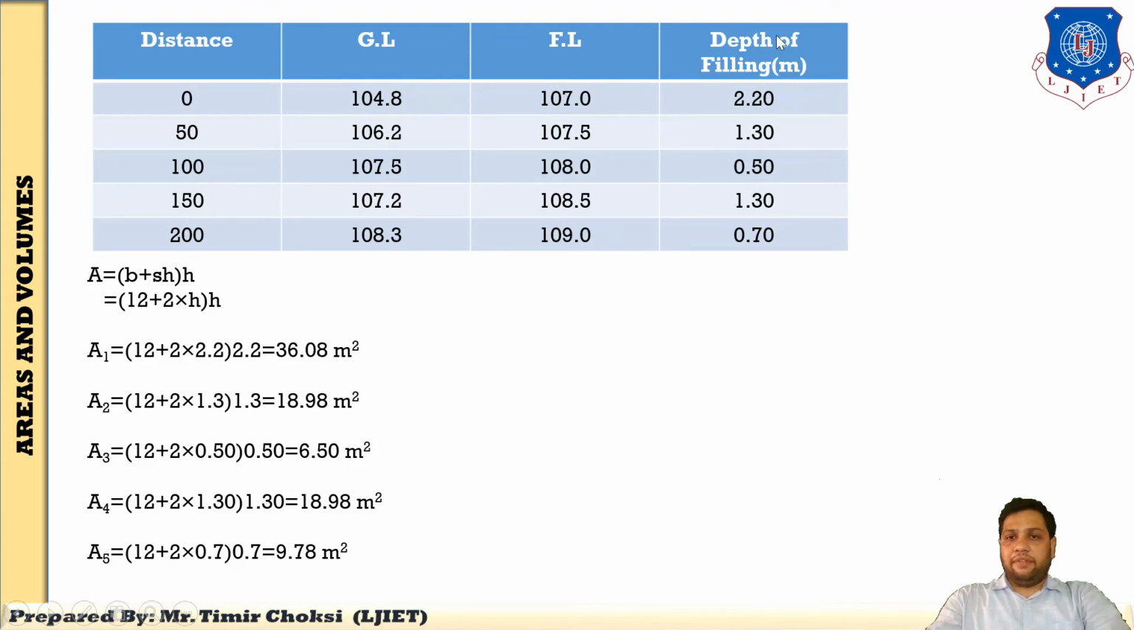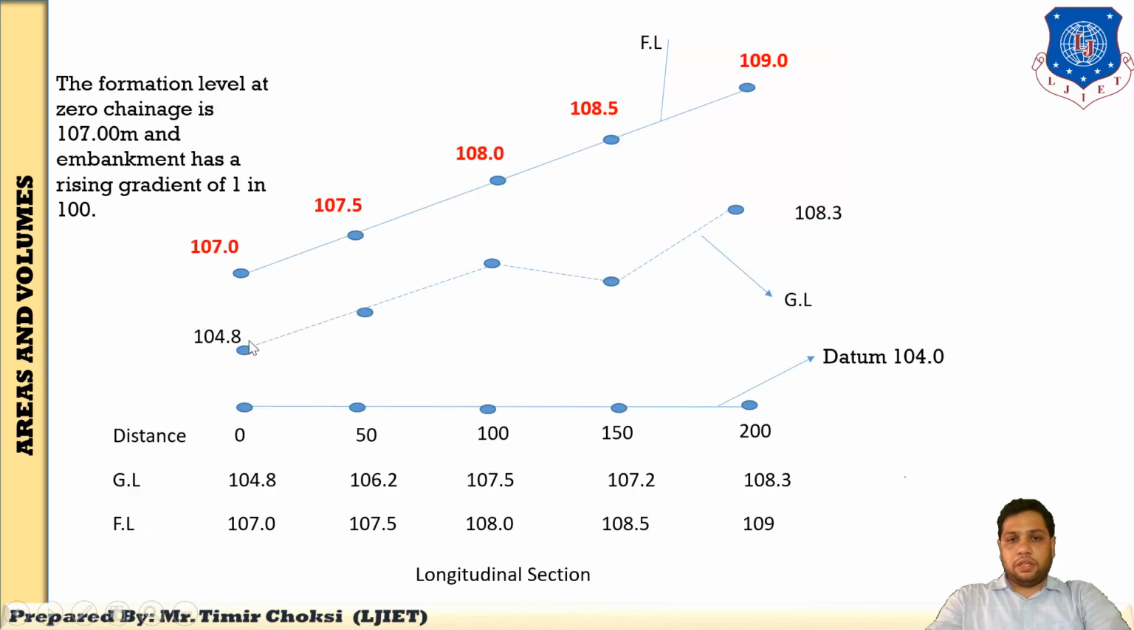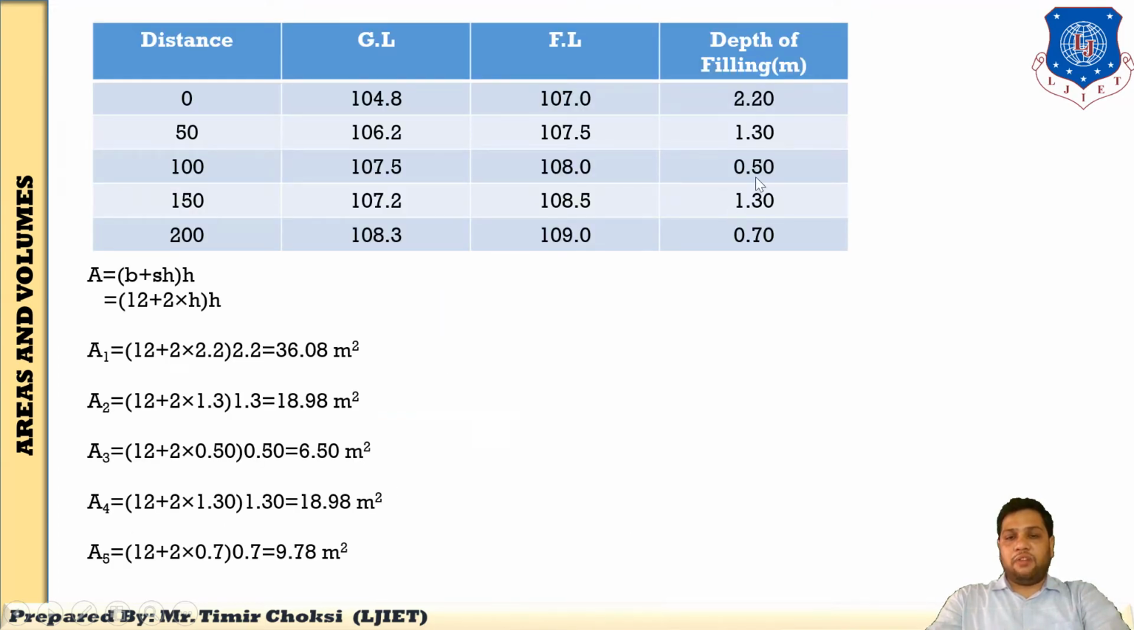This gives the filling height H, because our equation is (B plus SH) into H. So what is the value of H? H at 0 distance is 2.20, because you subtract: 107 minus 104.8, 107.5 minus 106.2. So you get the small h and put the value in this equation. Now you know the area is (B plus SH) into H. B is given, side slope is given as 2.